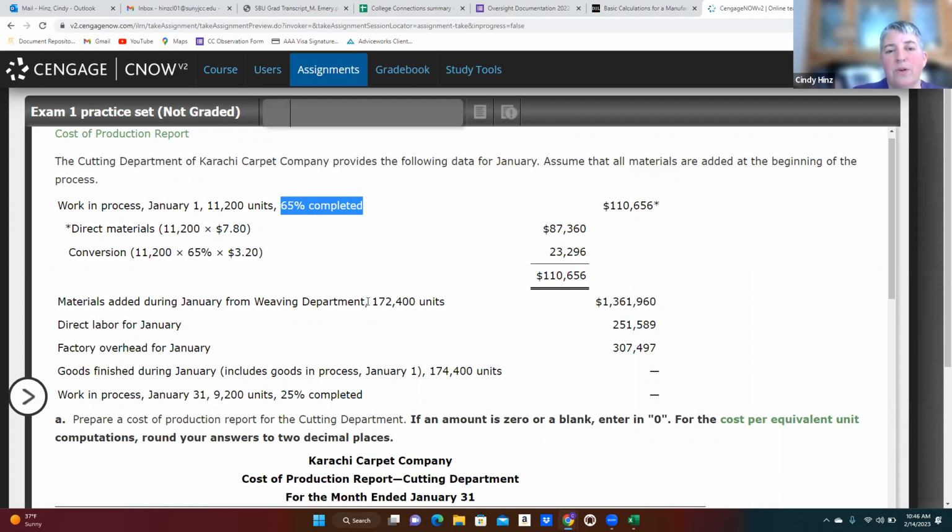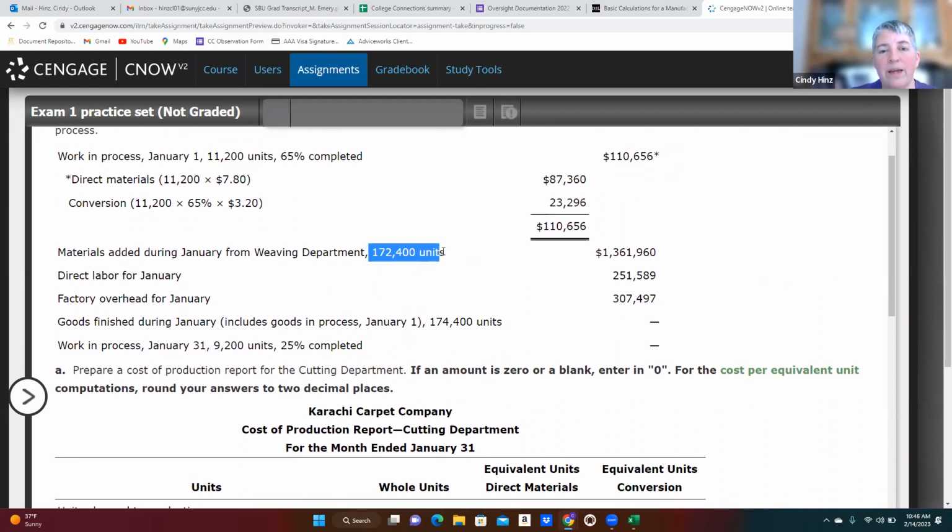So in this case, the first thing we did was finish up the 11,200 units, again, using the numbers in my exercise. Your exercise may be different. We then started an additional 172,400 units during the month. We completed 174,400. That includes the 11,200 that were in beginning inventory, and then additional units from the units that were started during the month. And at the end of the month, then we had 9,200 units left. Those units were 25% complete.